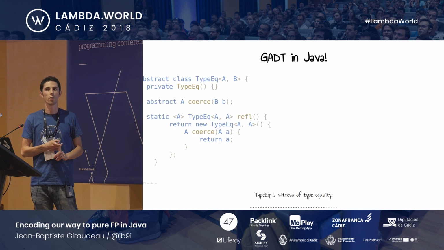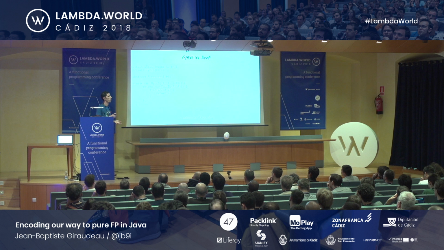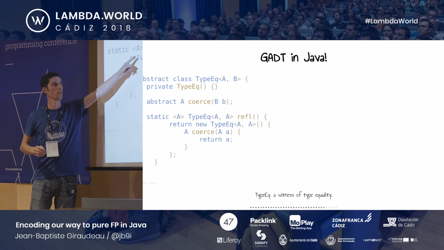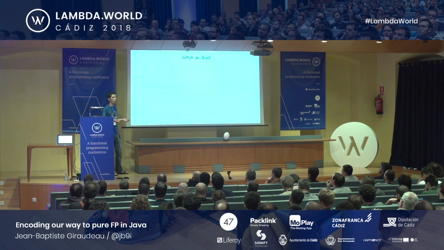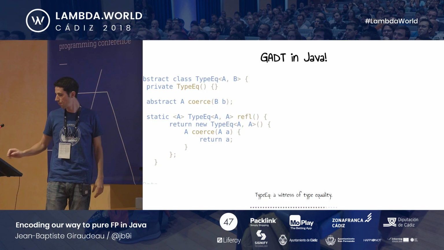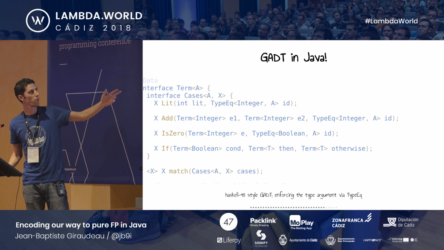So what do you need for GADT in Java? It's the same as in Haskell 98. You need a witness of type equality. A witness of type equality says that A and B are the same type. And why? Because there is only one implementation of this type, and this is the constructor that states that type equality is reflexive. So A is equal to A. This is the only instance of type equality you have. So obviously it's safe.